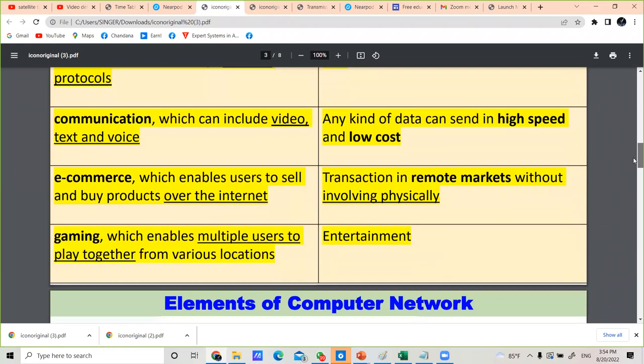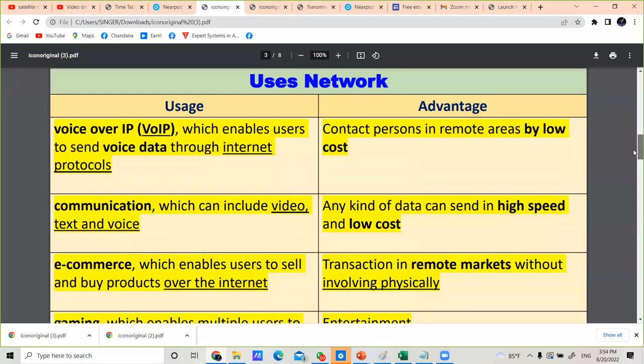Right. Next one, gaming. Computer gaming is also another usage. Most of the people around the world play games through the computer network. Especially, computer networks are very popular for playing multiple-user games. Right? That's actually for entertainment purposes. The advantage is that people can be entertained by playing games. Right. That's about the uses of computer networks.